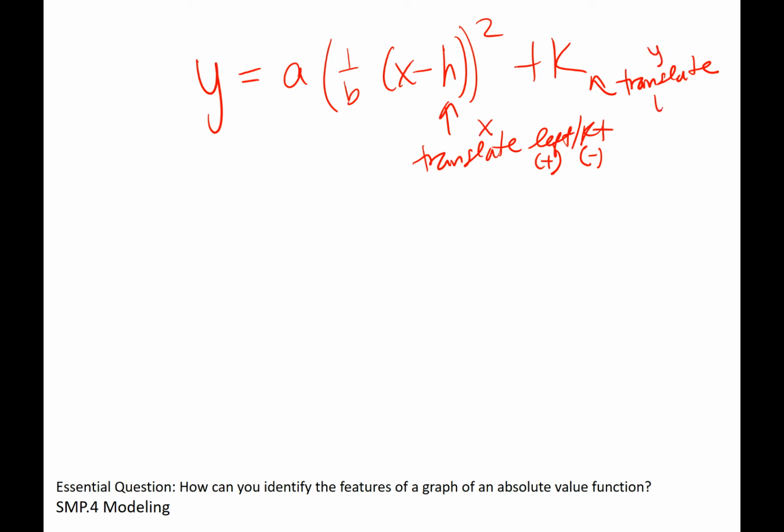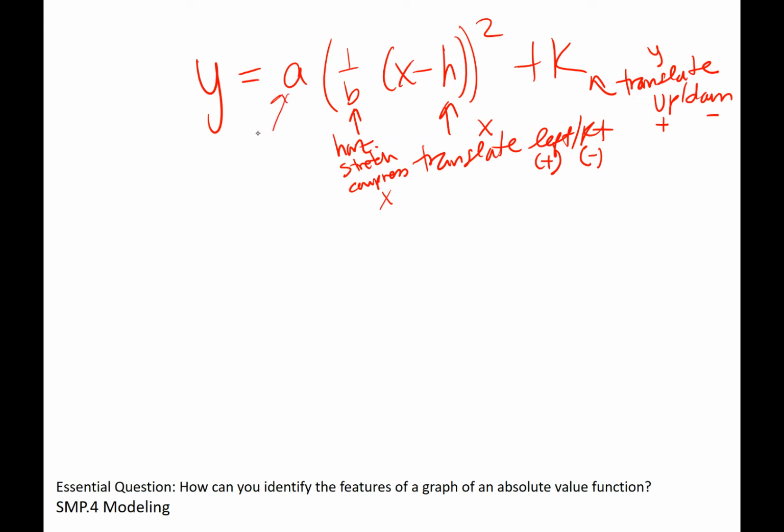So it's going to translate up or down. It translates up if it's positive and down if it's negative. So the h one is opposite sign, the k one is whatever the sign is. This does the horizontal stretch or compression. And really, it's going to kind of just affect the slope for us here today. This one is, again, an x value effect because it's inside the parentheses.